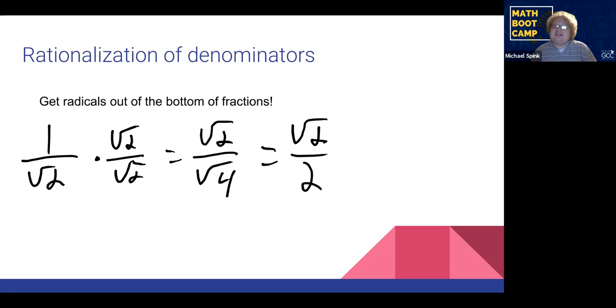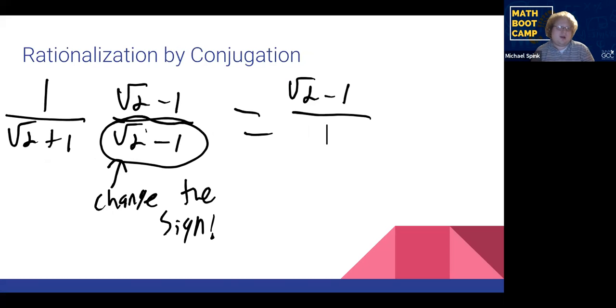The fun thing is that as long as you have just a radical in the bottom of a fraction, this trick will work every single time. Well, shoot, we don't have just a radical anymore. Well, what can we do?